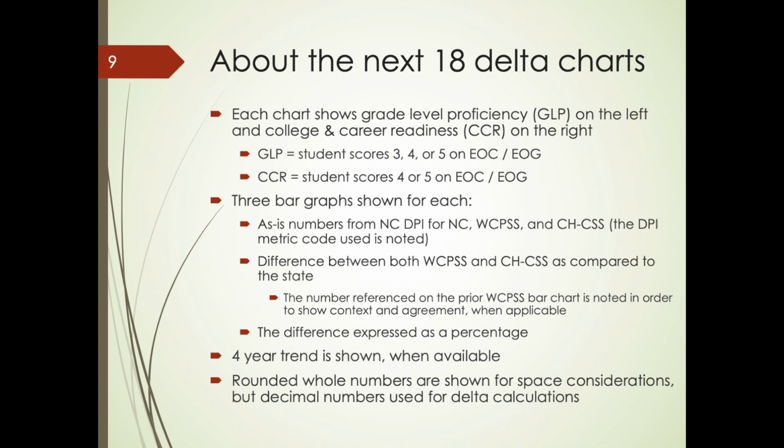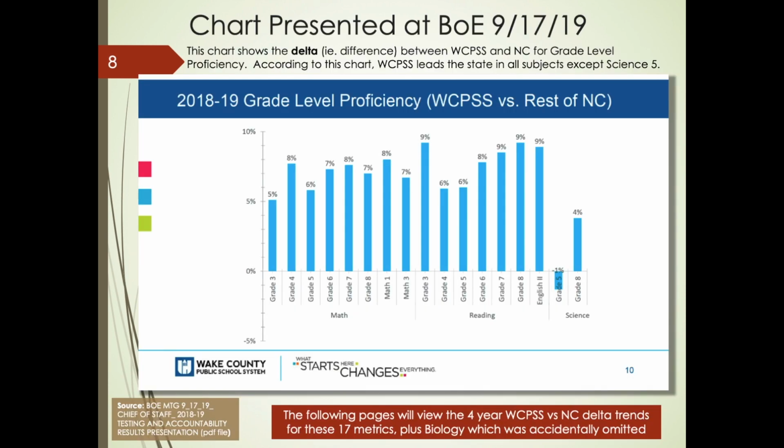Each chart that we're going to look at is going to show the GLP on the left, the CCR on the right, and it's going to show 3 bar graphs for each of those. It's going to show the as-is numbers from the DPI for North Carolina, Wake, and Chapel Hill, and we'll indicate the DPI code that was used for the metric. It'll show the difference between those two numbers. And then where possible, I'll show you the number that was on this chart.